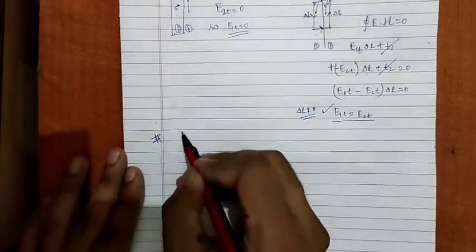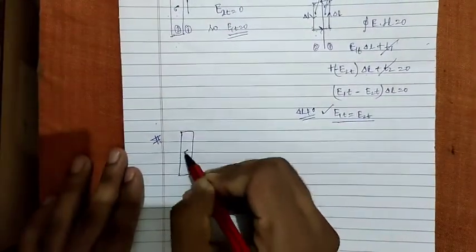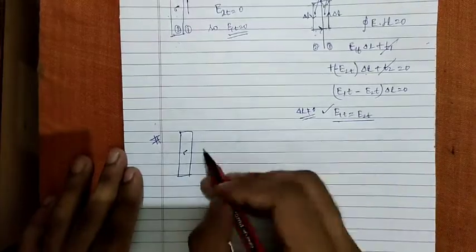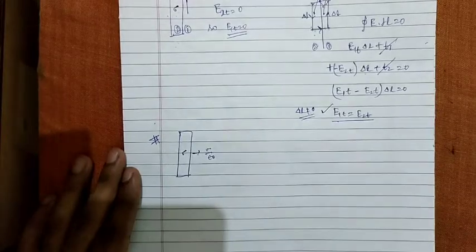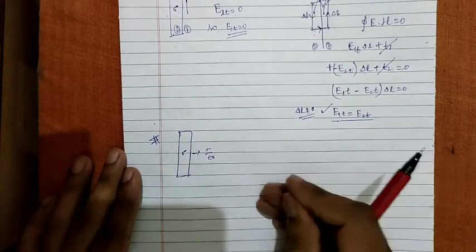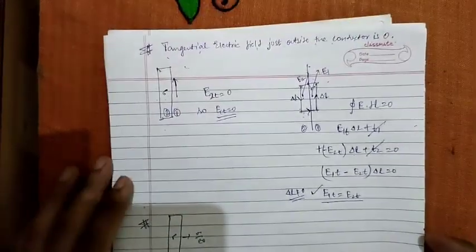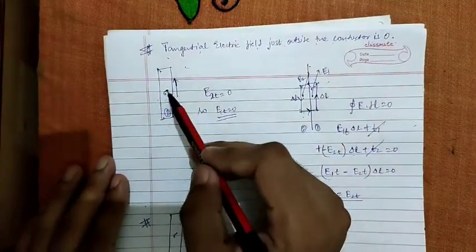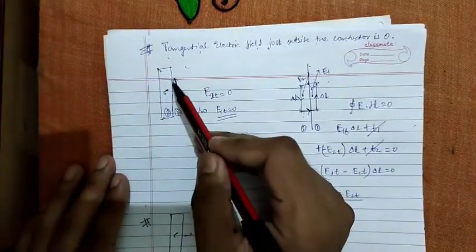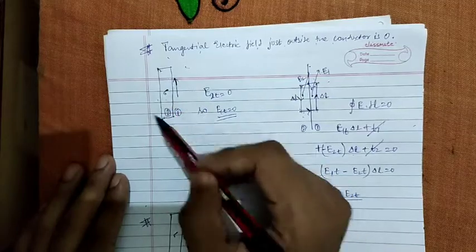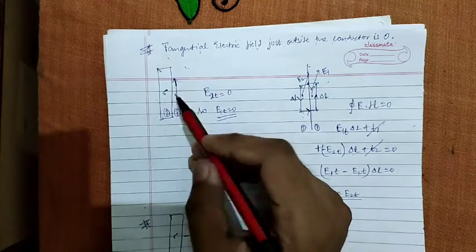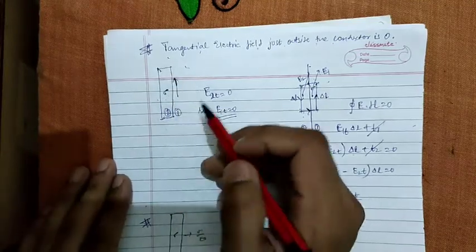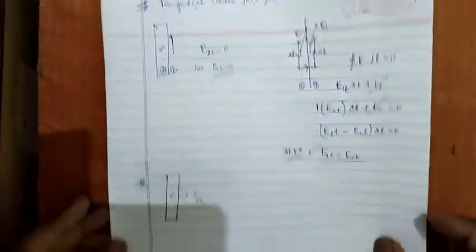Next, we have to prove that just outside the conductor having surface charge density sigma, the electric field is sigma by epsilon naught. Now from our previous result we can easily interpret that there is no electric field component along the tangent of this surface charge density. Every component must be perpendicular to this surface.